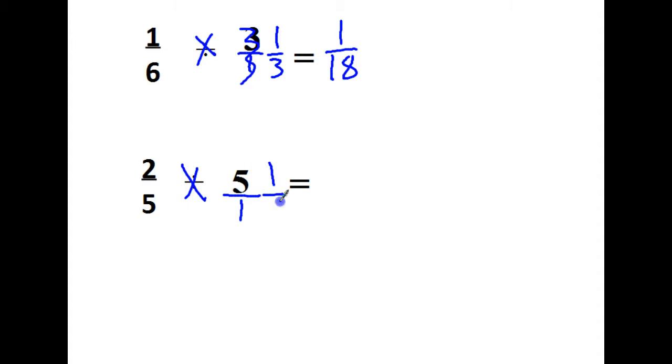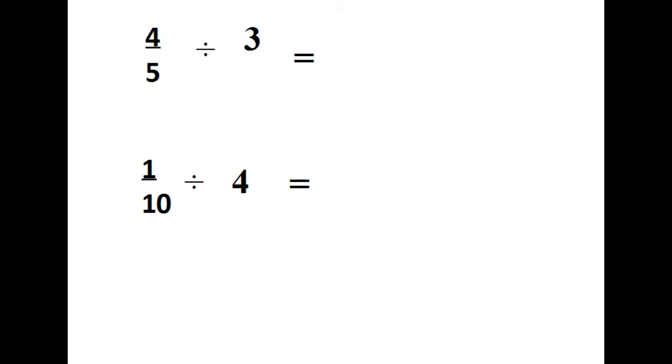Keep 2/5. Change the multiplying. 5 over 1 becomes 1/5. Have you noticed there's a 1 on top every single time when we do this? Because the reciprocal of something over 1 is always going to be 1 over something. 2 times 1 is 2. 5 times 5 is 25. They're not both even, and that's the only thing I could divide 2 by would be a 2. So my answer is 2/25.